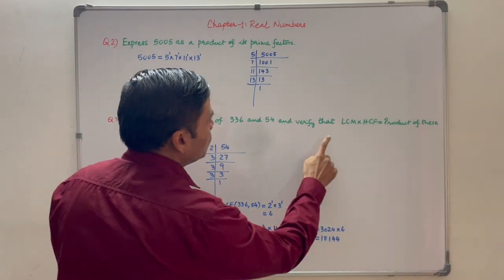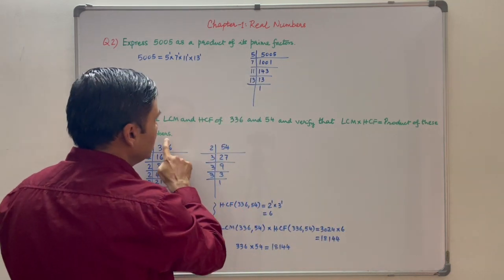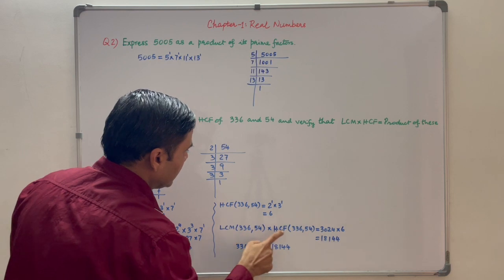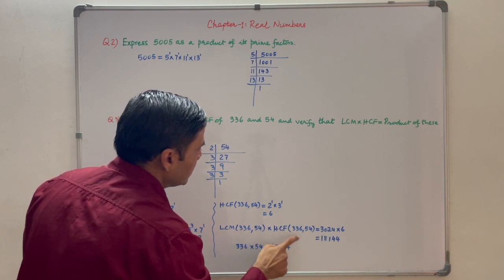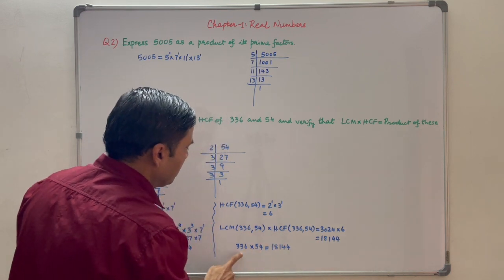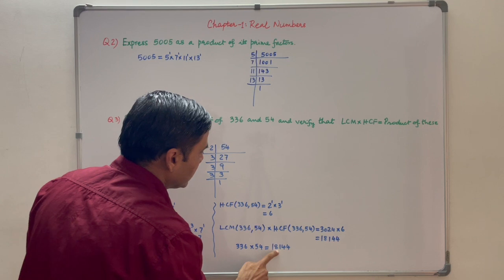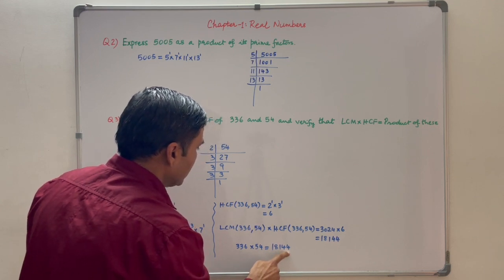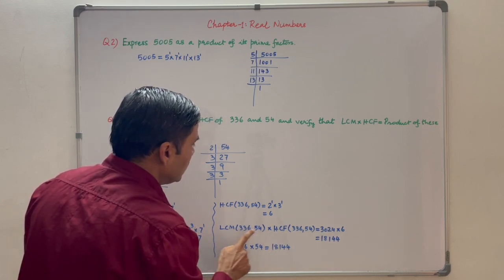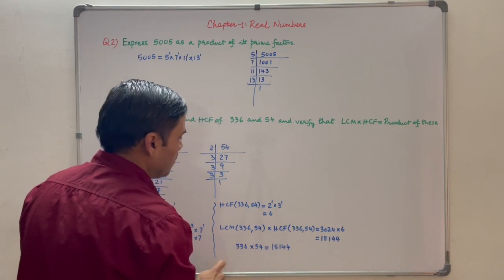To verify that LCM into HCF is equal to the product of these two numbers, we will multiply LCM and HCF of these two numbers and the result comes out to be 18,144. And when we multiply these two numbers, the result comes out to be the same, 18,144. So we can say that LCM into HCF of these two numbers is equal to the product of these two numbers.